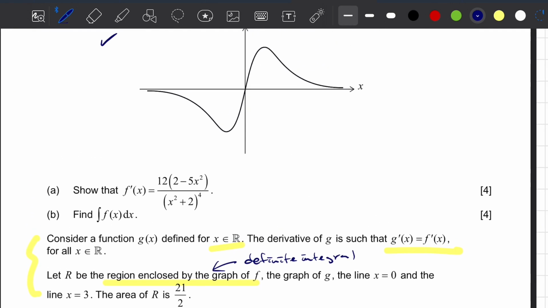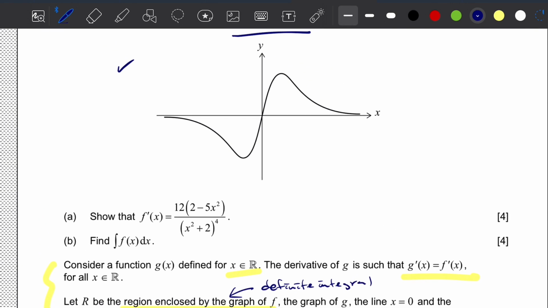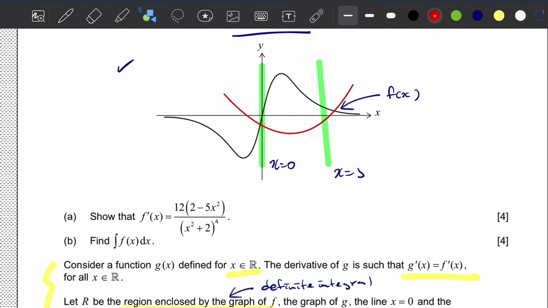So when you look at the graph of f, we can see that this line here is x equals 0, and we can set another line, approximately around here, as x equals 3, right? And we know that this is the function f of x graph, and we are not sure about the g of x graph, but we can just assume that it's going like this, okay?